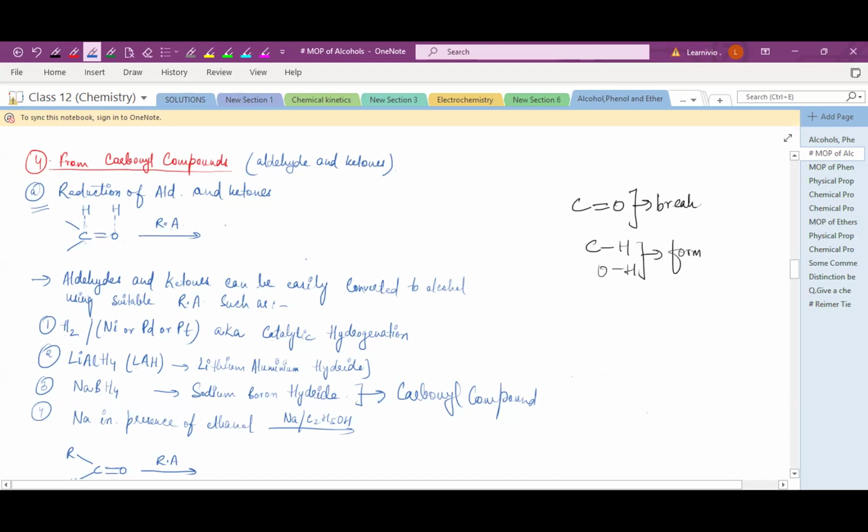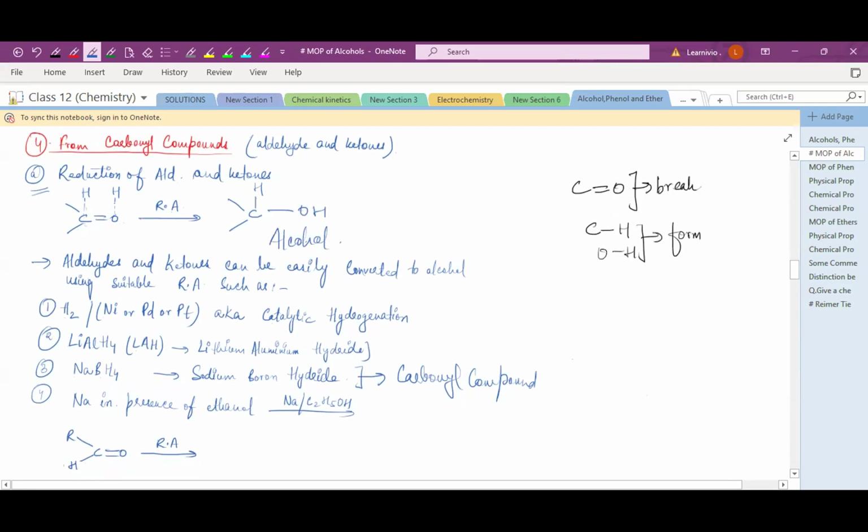So you will get this carbon with a CH bond, and the C=O bond will be broken and you will get OH. So you will get alcohol. On the reduction of a carbonyl compound, you will get alcohol.